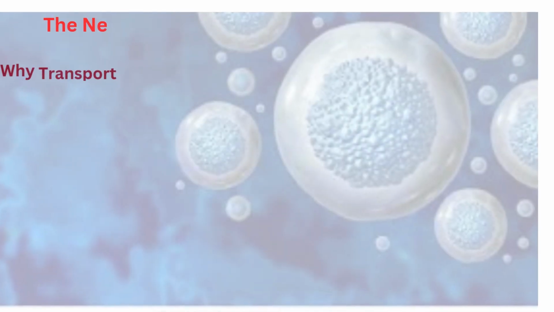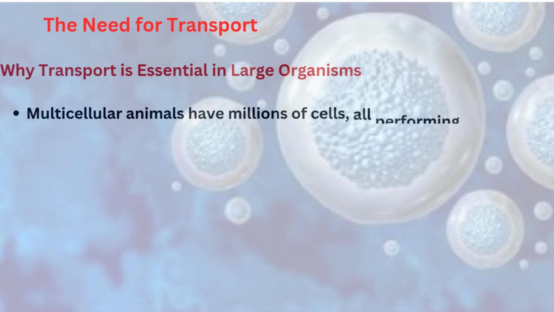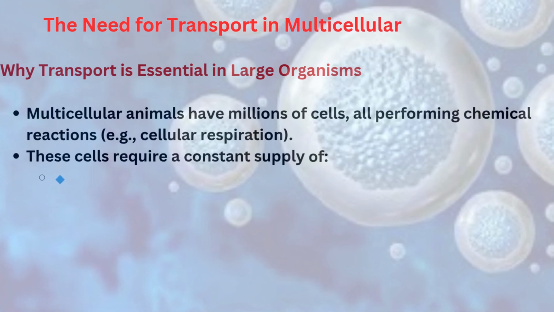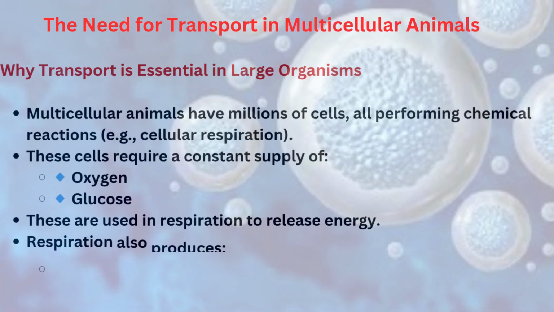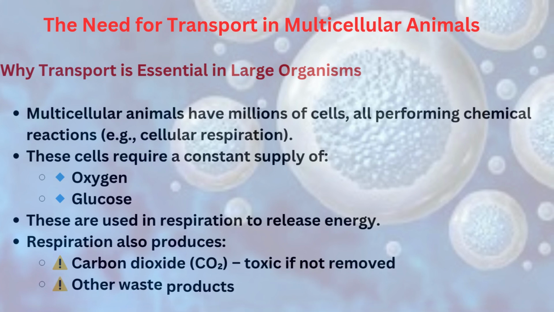The need for transport in multicellular animals. Why transport is essential in large organisms. Multicellular animals have millions of cells, all performing chemical reactions, for example cellular respiration. These cells require a constant supply of oxygen and glucose. These are used in respiration to release energy. Respiration also produces carbon dioxide, which is toxic if not removed, and other waste products.